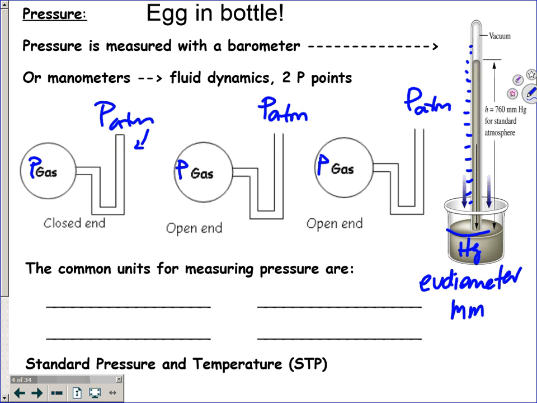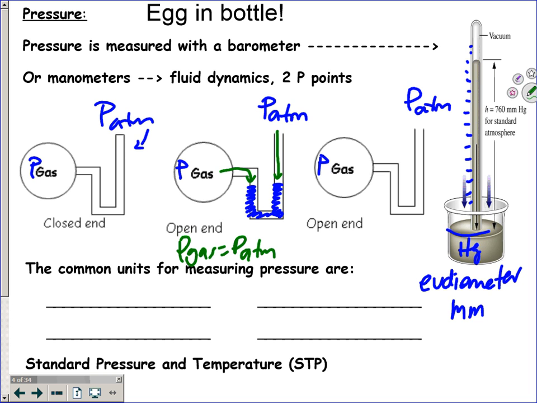So let's say we have mercury in here, and the mercury between pressure of gas over here, which is pushing on the mercury, and the pressure of the atmosphere, which is pushing on the mercury. So both pressure points are pushing on the mercury, but notice the mercury levels are the same. What can you then assume about the pressure of the gas? So the pressure of the gas is equivalent to pressure of atmosphere. And if we are at sea level, what would that pressure be?